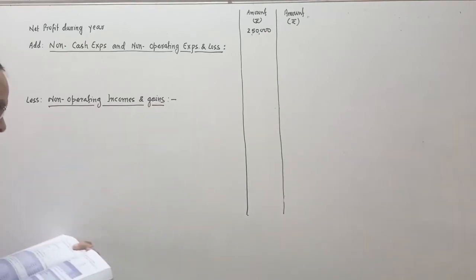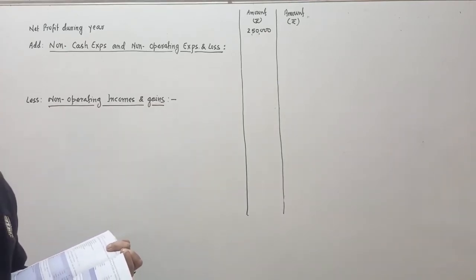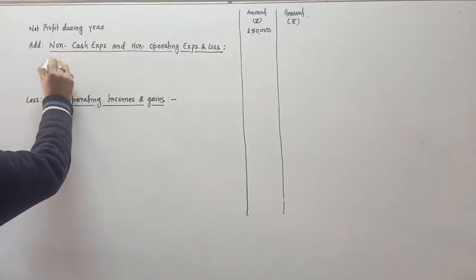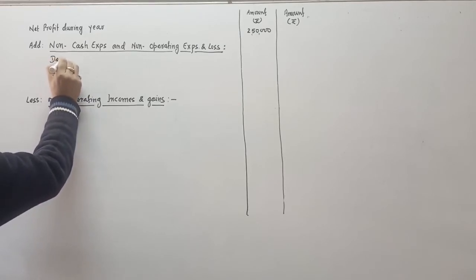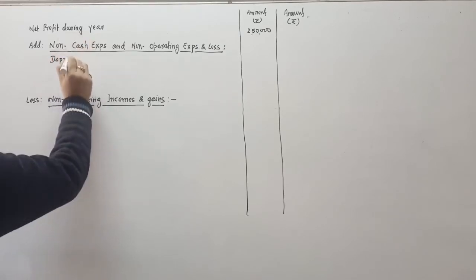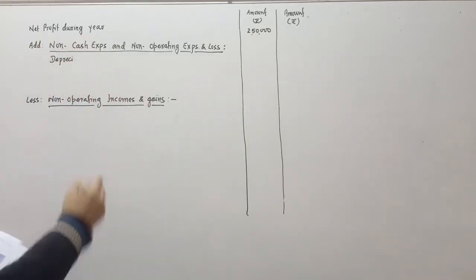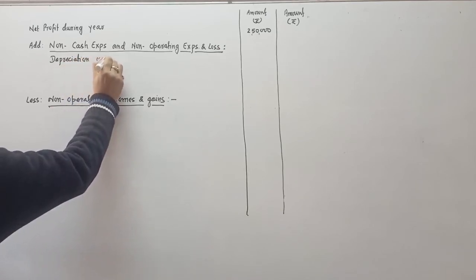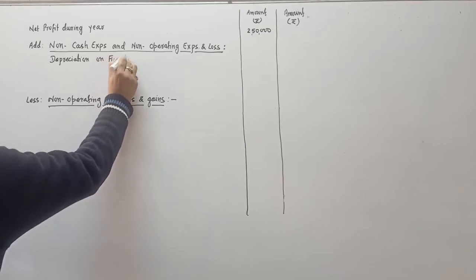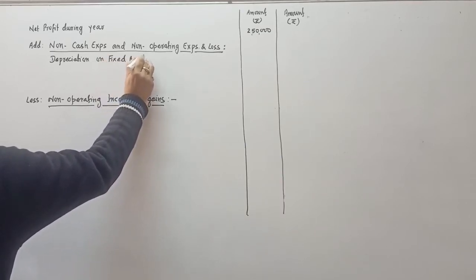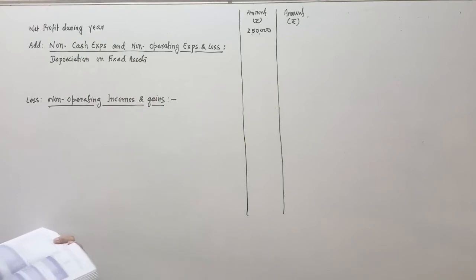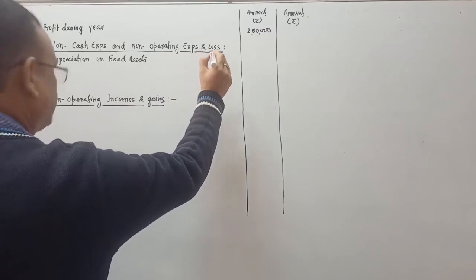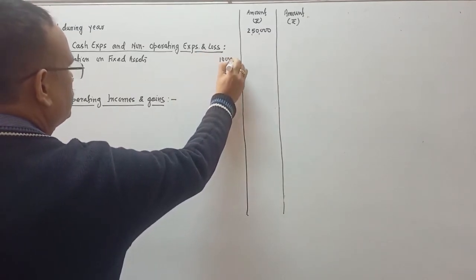So you see, depreciation on fixed assets is given. Depreciation is a non-cash expense. So we will add the non-cash expense depreciation, because this profit is after considering all these. Depreciation on fixed assets is 10,000. So we'll add this 10,000.